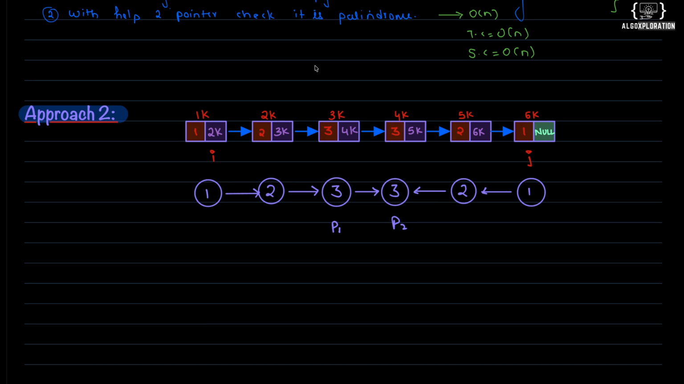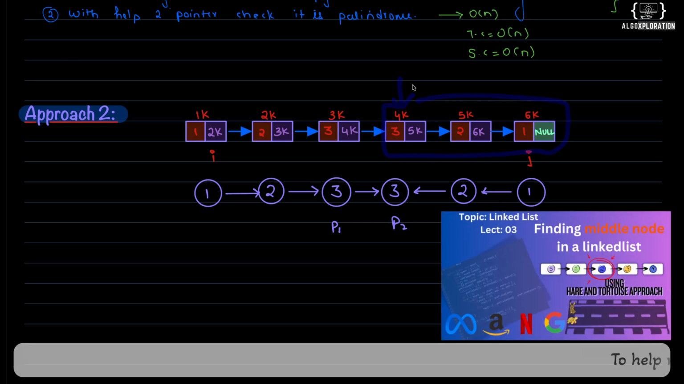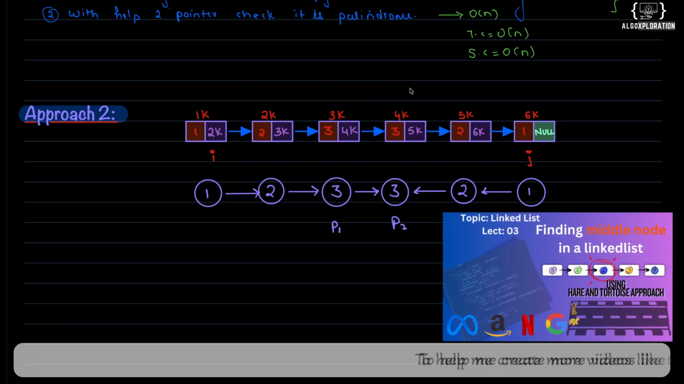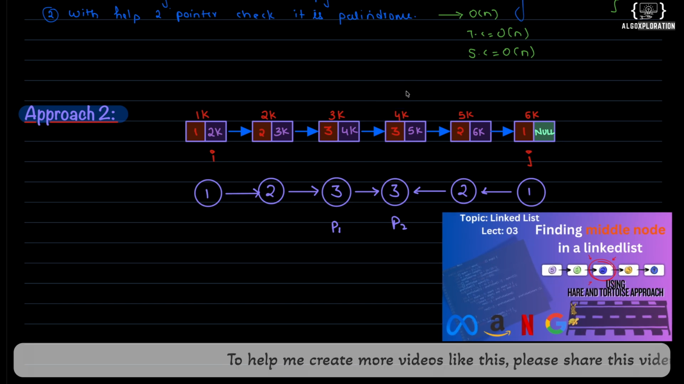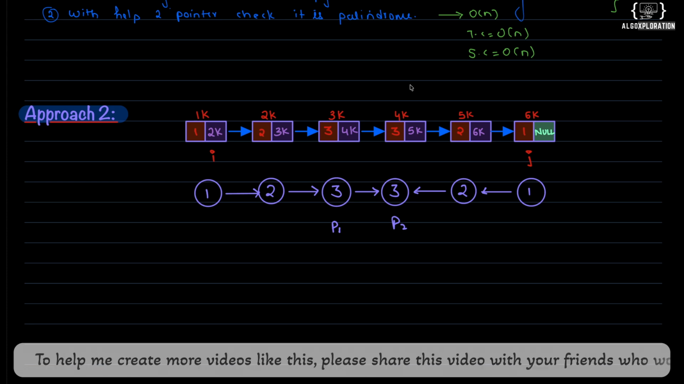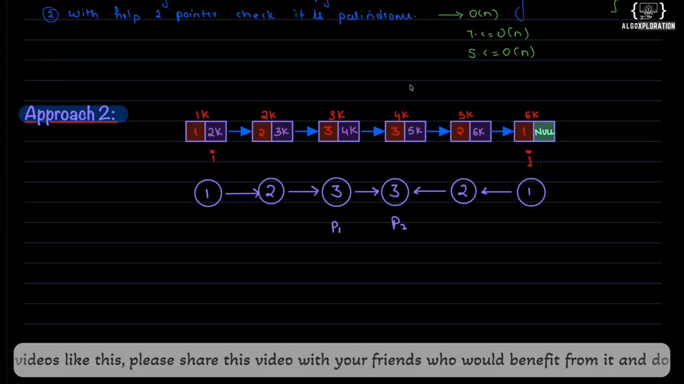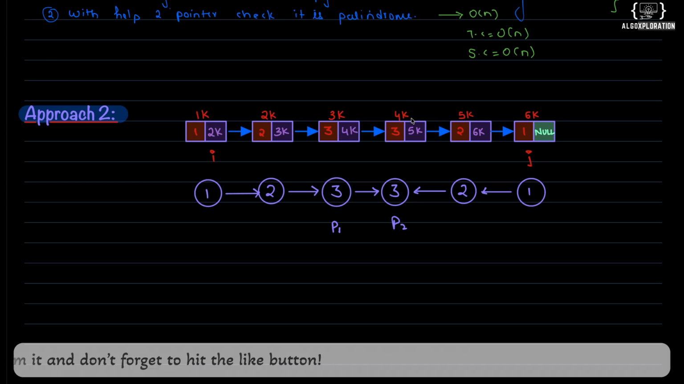Now the next question arises: how will I get to know where the midpoint is so that I can reverse this part? The answer is very simple. We need to apply the hare and tortoise method over here, with the slow and the fast pointer. I hope you got this. All the prerequisites I have explained in the previous lecture. I'll be putting the link in the description box, so you can take a look.